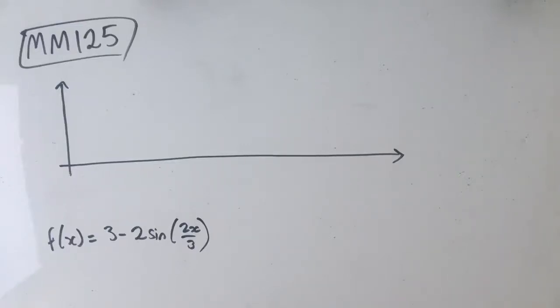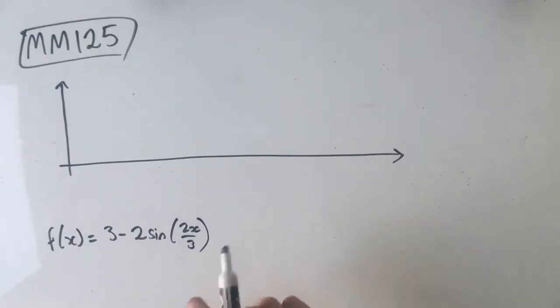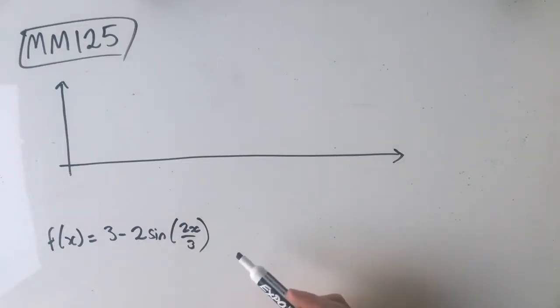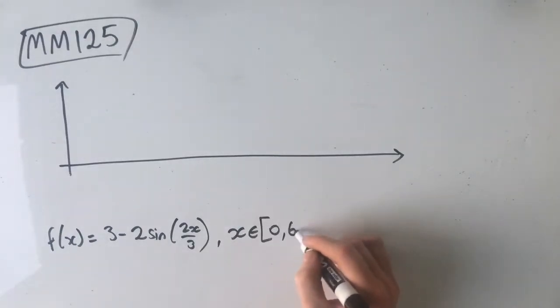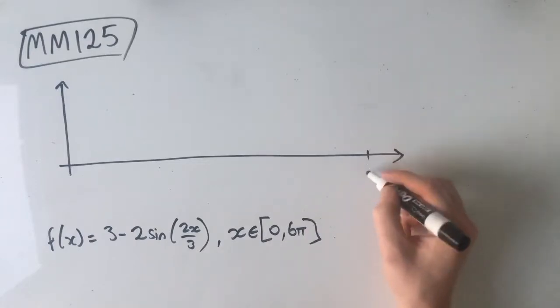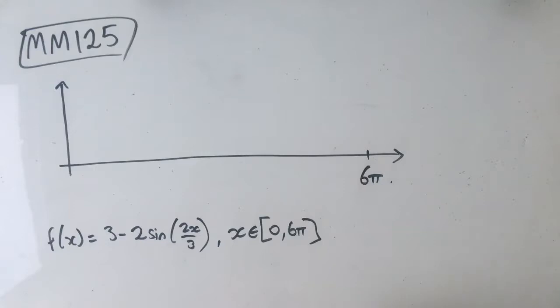Hey guys, this is question MM125 of the Maths Methods Fortify study guide. We've got this function f of x equals 3 take 2 sine 2x on 3 for x from 0 to 6 pi. So let's mark 6 pi over here. Awesome. And we need to sketch this graph.